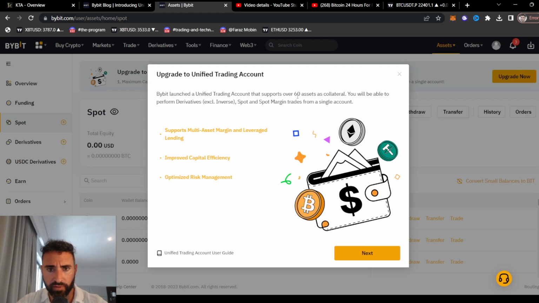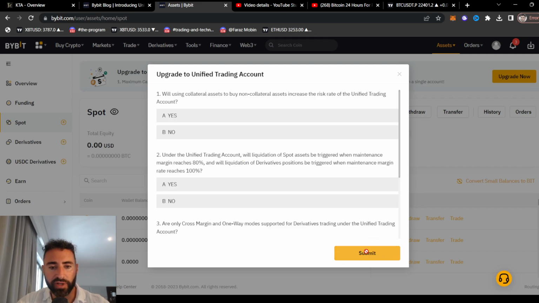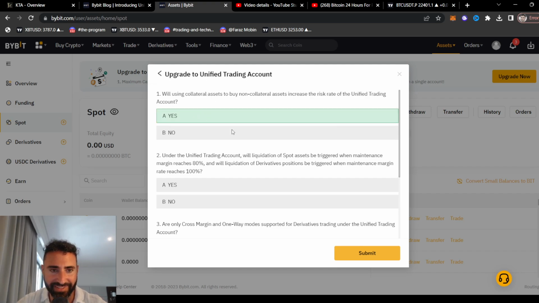They actually support over 60 assets as collateral. That escalated quickly, I guess. So that's quite nice. Anyways, they're going to make you take this little quiz here. Will using collateral assets to buy non-collateral assets increase the risk rate of the unified trading account? Actually, yes, it will, obviously. But fair enough, you're using some of your collateral, and that's why it's going to be going down.